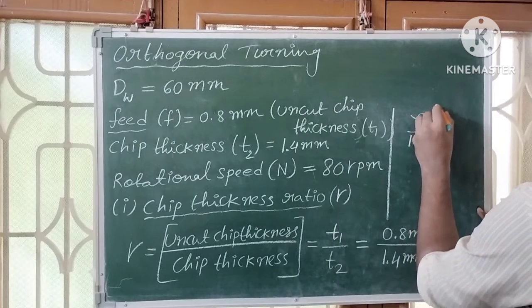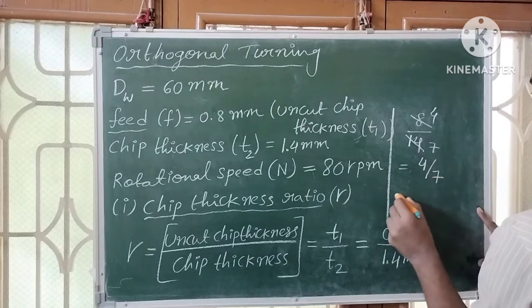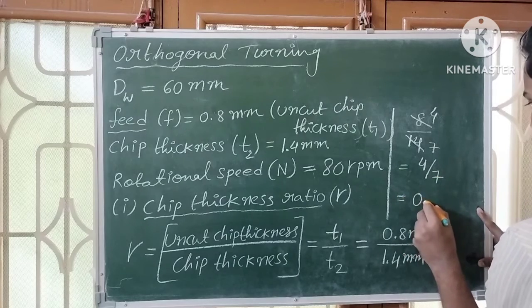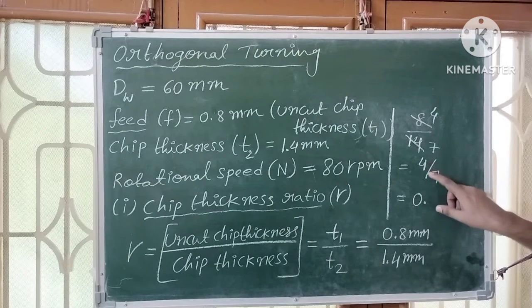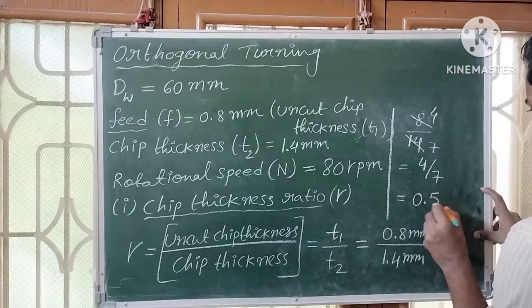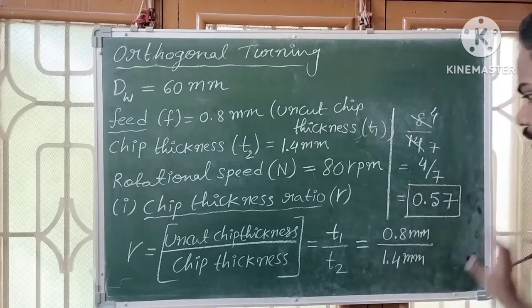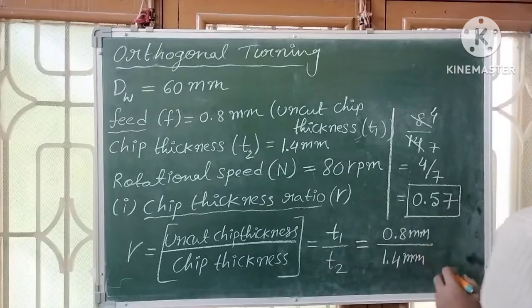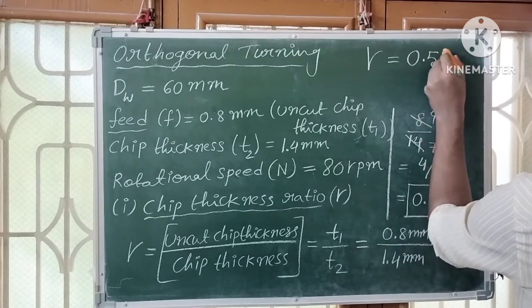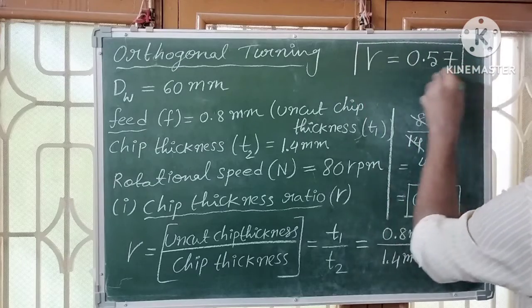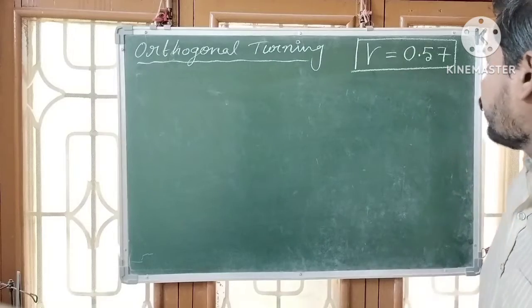8 by 14 simplifies to 4 by 7. If you simplify this, you will get 0.57. Therefore R, the chip thickness ratio, is equal to 0.57.